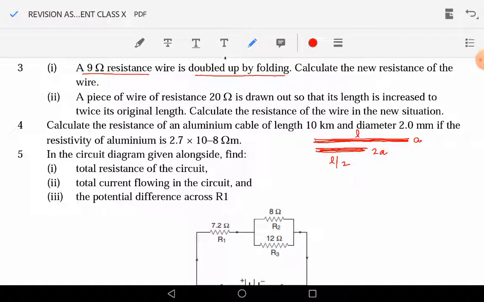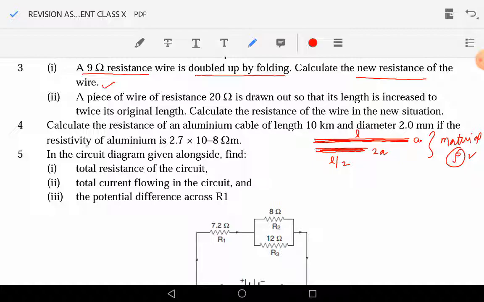Okay, now once we fold it, we double it. Now we are supposed to calculate the new resistance of this wire. Now remember that the wire is the same, so the nature of the material is the same, hence resistivity will be the same in both the cases, because resistivity depends on the nature of the material, not on the length and the area of cross section of the wire.